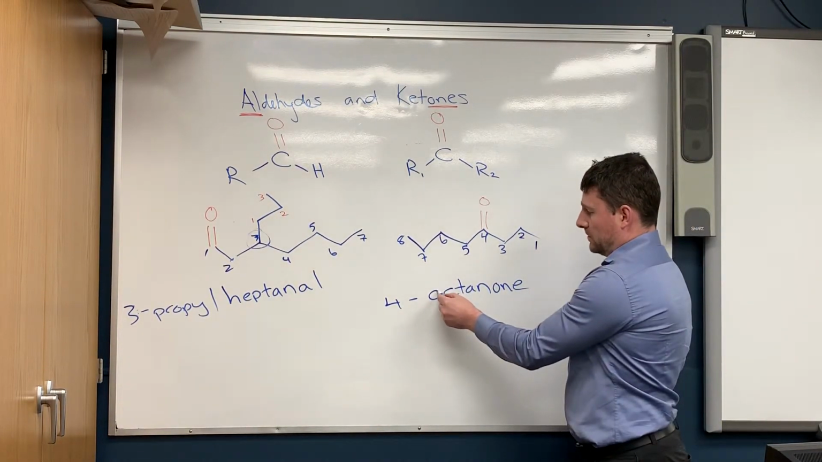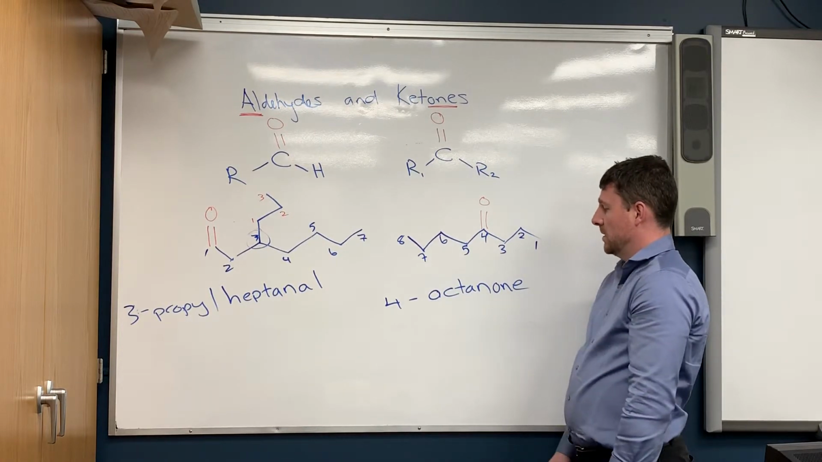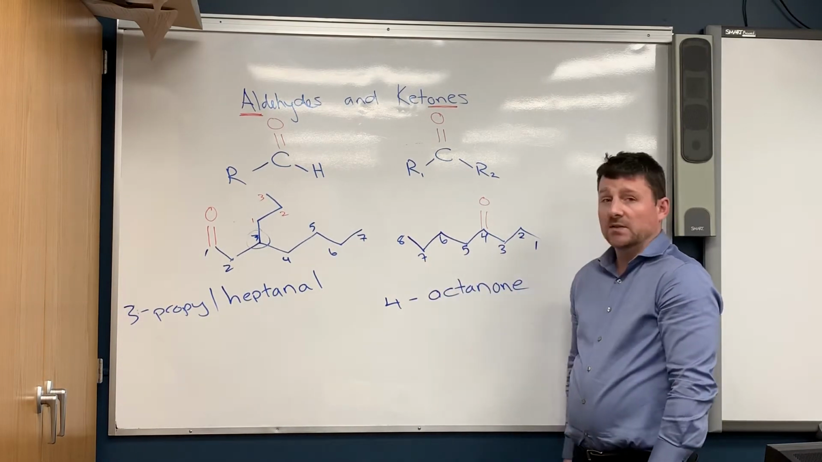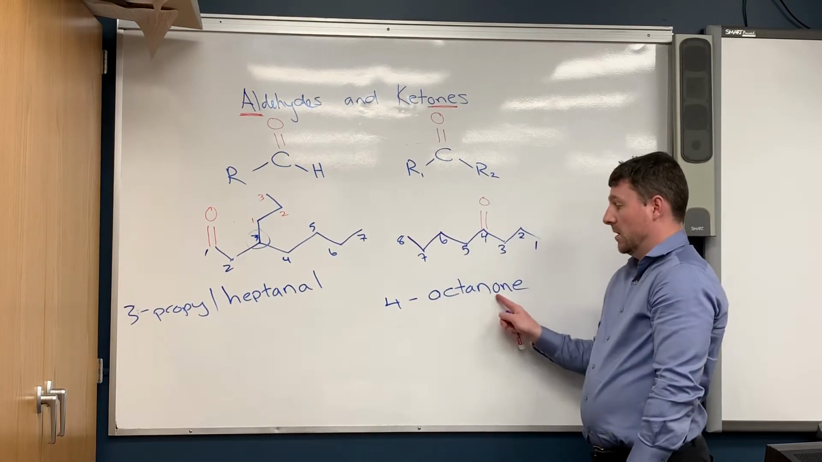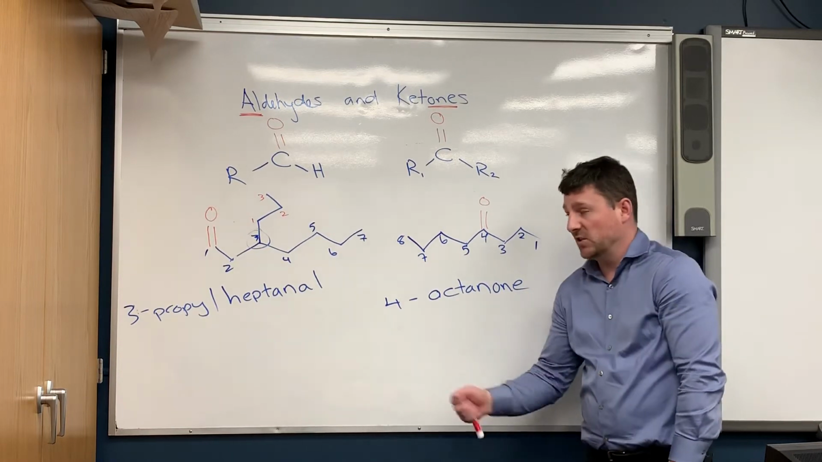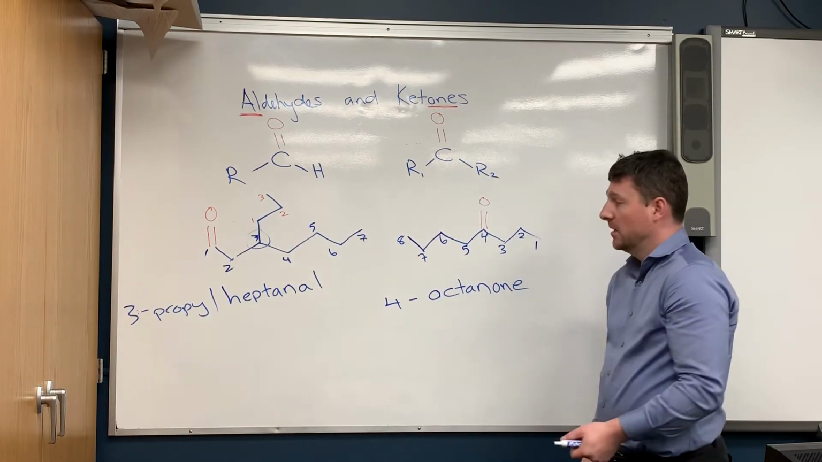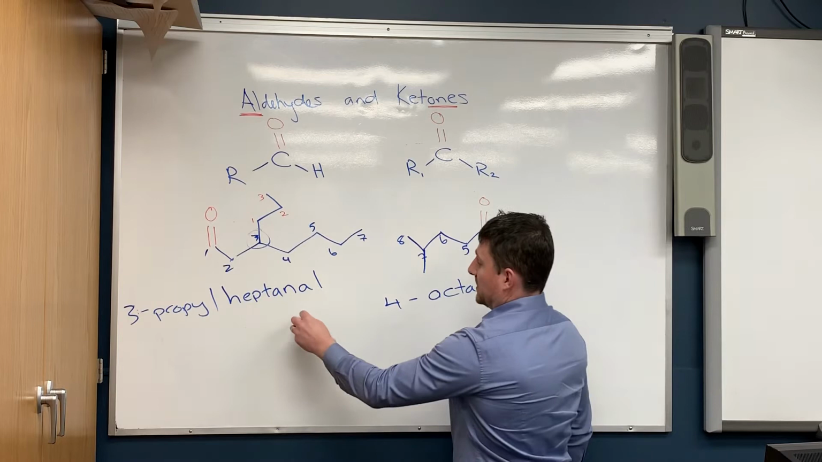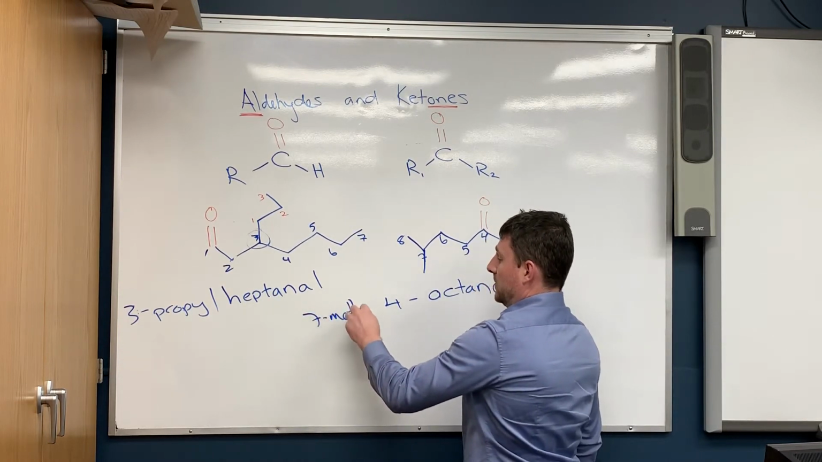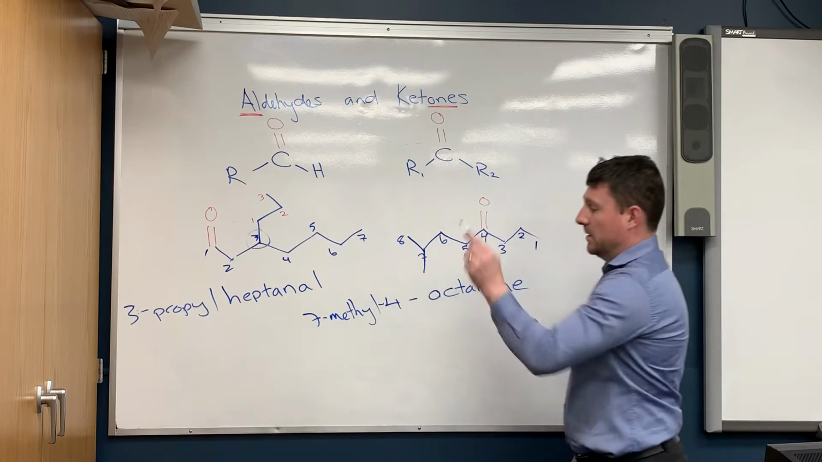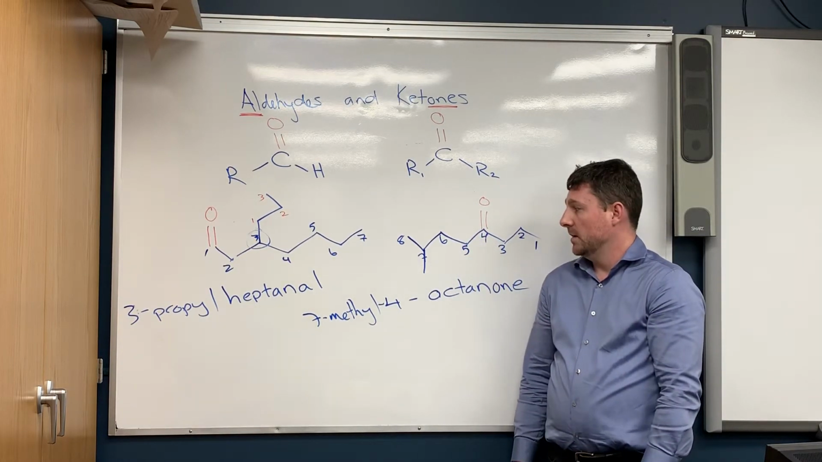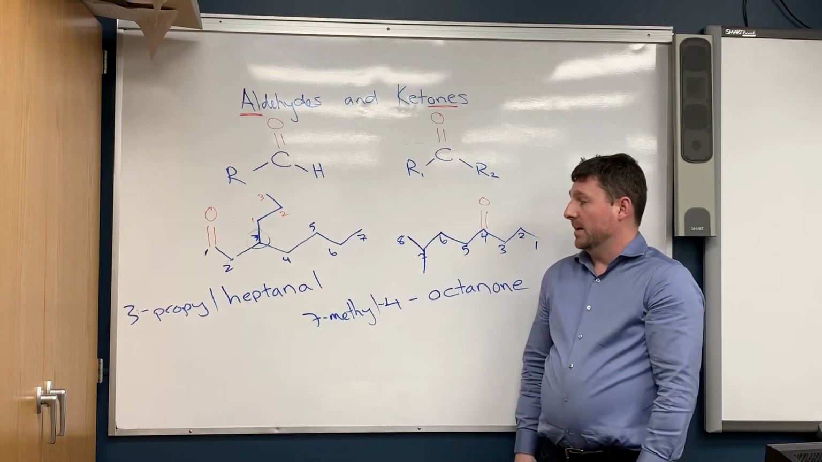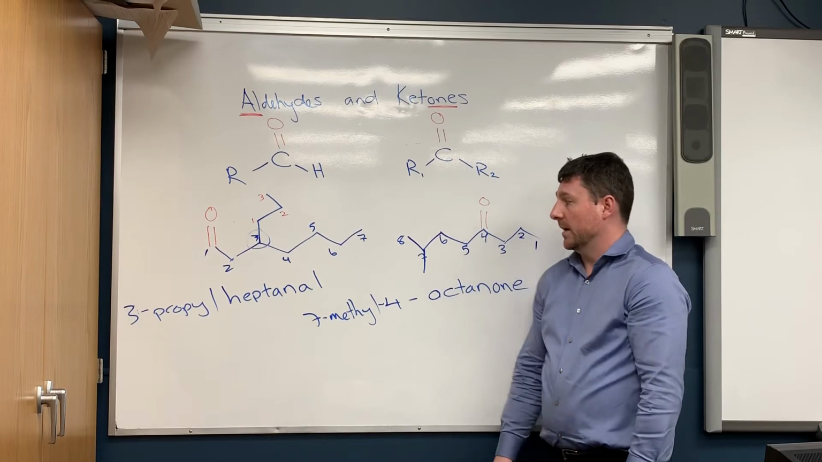And of course, if I want to put a branch on this, the numbering has to stay the way it is. We always give the lowest number to the "one" that's part of our main chain first. Then we worry about where the branches are after. So any branches that go on, I could put a branch right here at 7, and that would of course be 7-methyl-4-octanone. So even though it's way down the chain, it still gets that high number 7, as opposed to a 2.